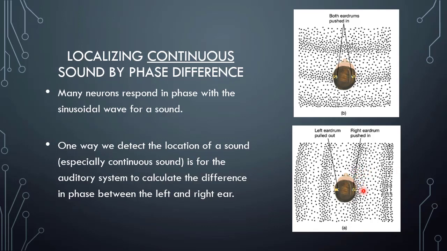So one ear might be getting a compression and the other ear might be getting an expansion or rarefaction at the same time. And so for low frequencies, we can detect that, where the two ears are getting different pieces of that same series of vibrations that make up the sound wave.